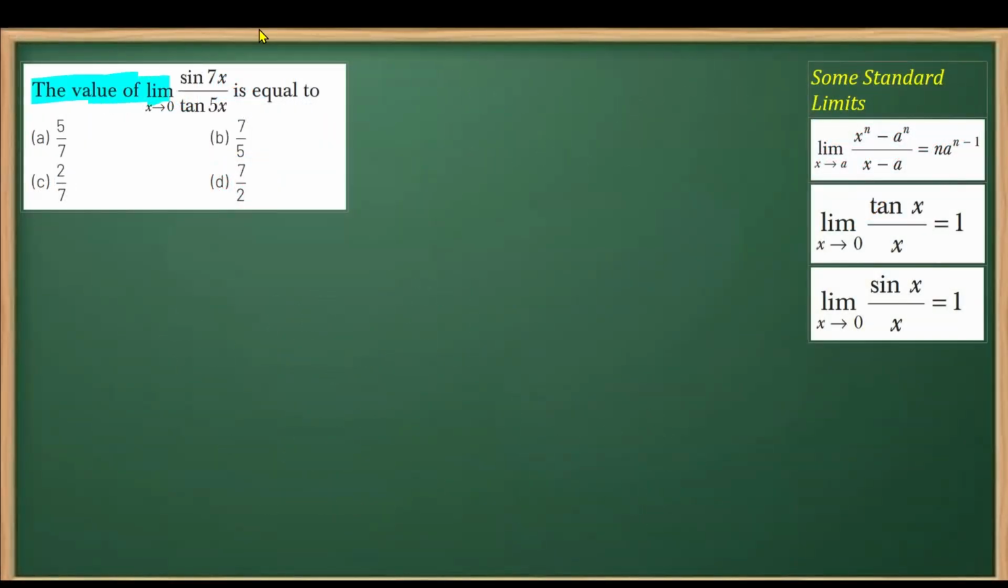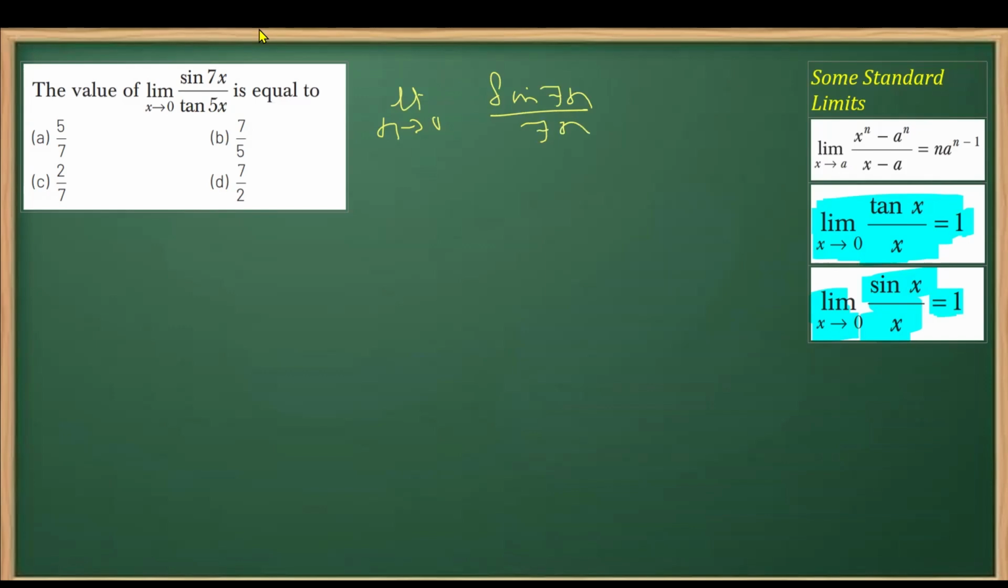In the next question, we have to evaluate this function, sin 7x over tan 5x, as limit x tends to 0. For that, we'll be using these standard limits, that is limit x tends to 0 of tan x over x is 1, and so is limit x tends to 0 of sin x over x. Now, what I'm going to do, this is sine 7x, so I'm going to divide and multiply by 7x.